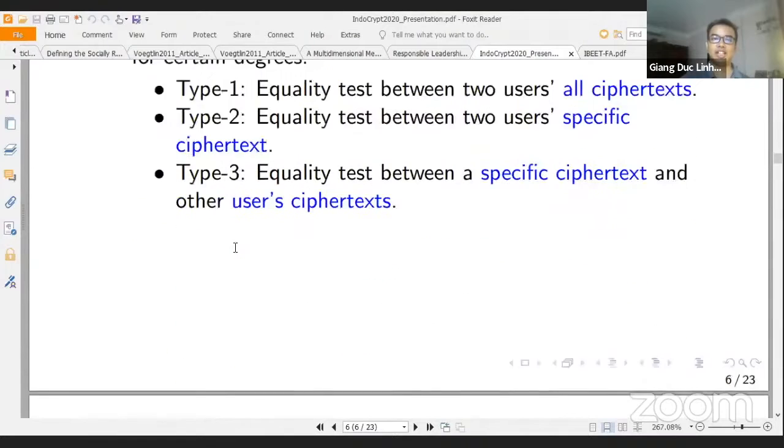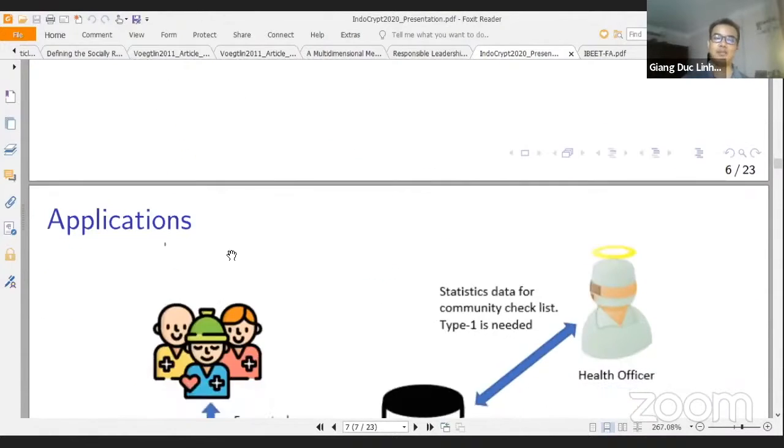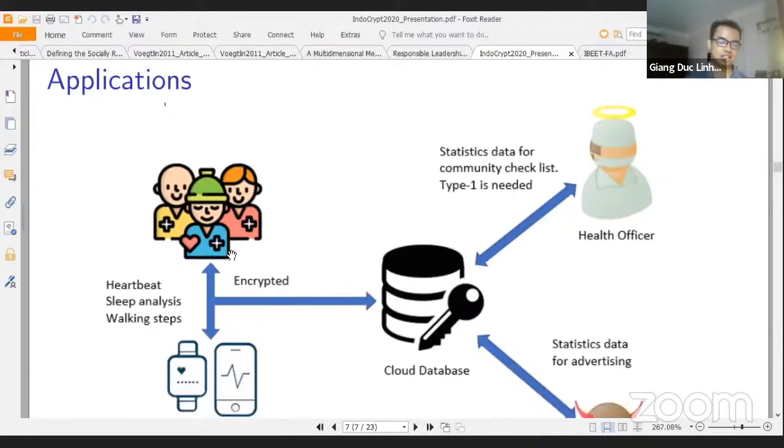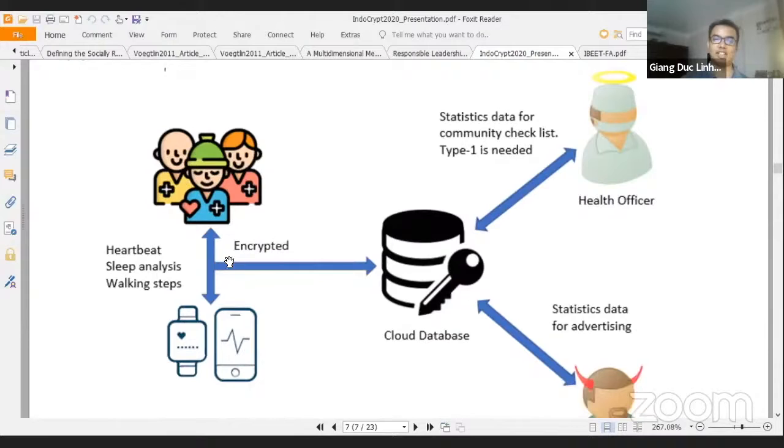So that is the definition of IBE equality test and flexible authorization. Then let's talk about the application, the actual motivation of our paper. Nowadays the IoT devices and sensor devices collect a lot of personal information, and then we upload it to the cloud. For example, here we have the smart health system.